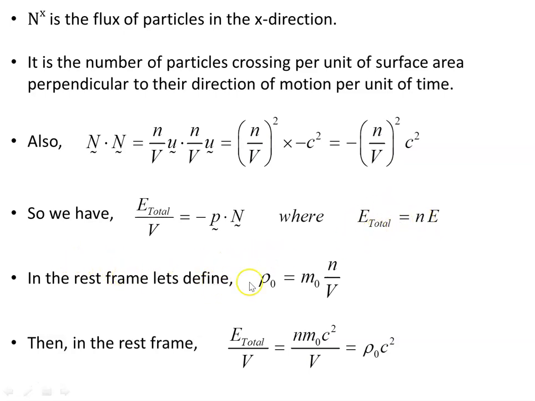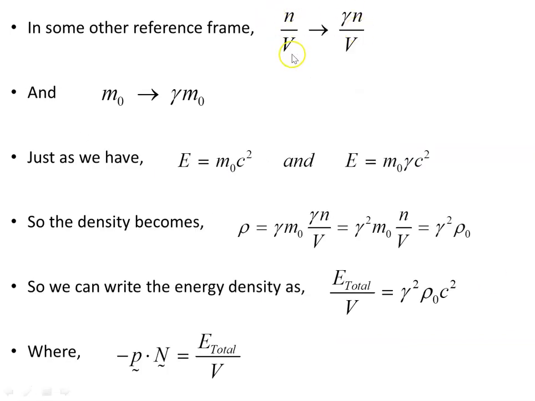In the rest frame, we can define the energy density in the rest frame as being m0 n on v, right? Then in the rest frame, E total on v is n m0 c squared on v, which is just rho 0 c squared. So rho 0 c squared is our energy density in the rest frame. That's in frame S. In some other frame, n on v has to be replaced with a gamma factor, gamma n on v. So our observer in S, making measurements, making observations, will need to include the gamma factor. Their results will be affected by that gamma factor.